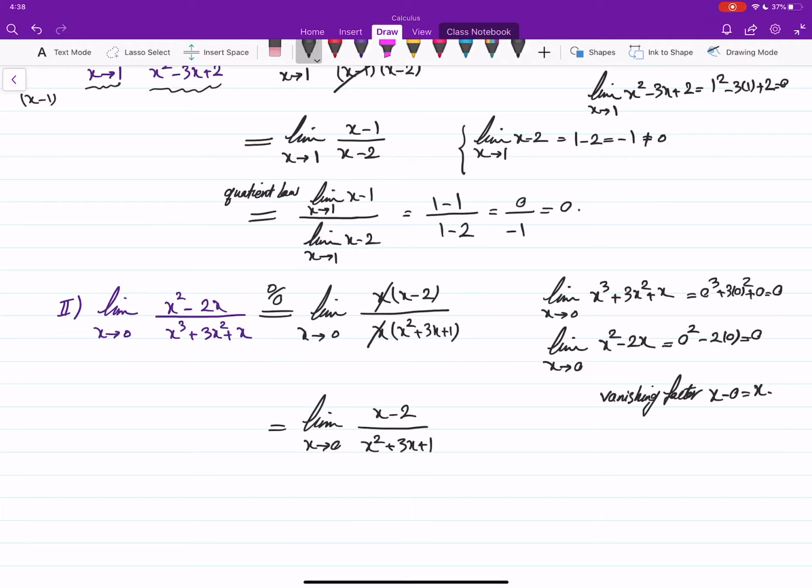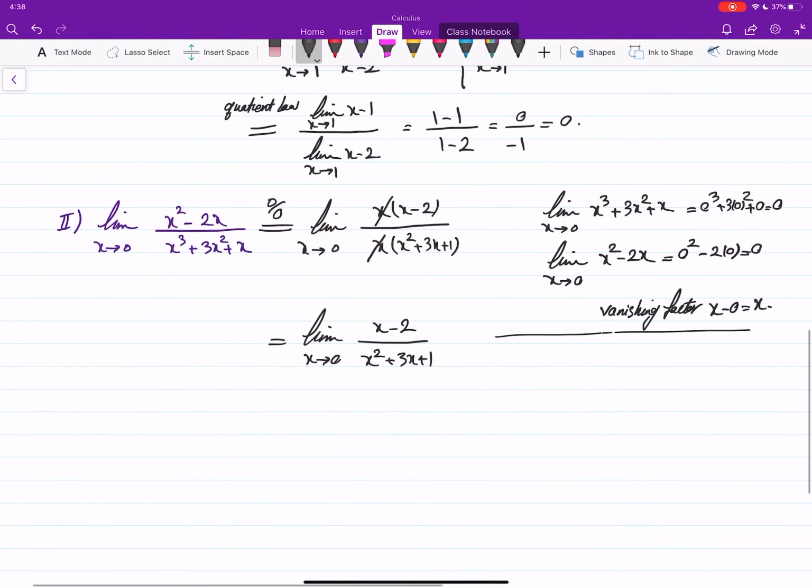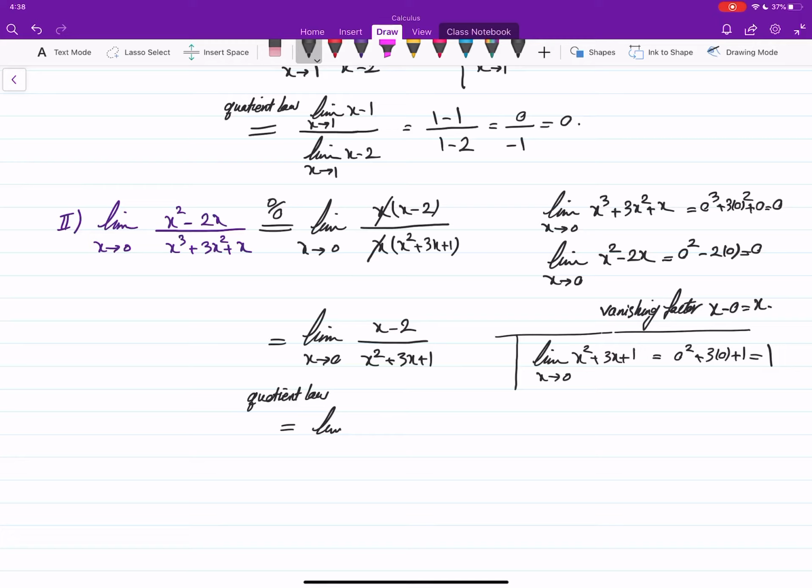Now this is again another quotient function. What do we have to do? We have to check if the limit of the denominator is 0 or not. If it is non-zero, we can use the quotient law, and that would make our life much easier than the other cases. Okay, yes, it is 1, which is non-zero, so we can apply the quotient law, which says that we'll find the limit of the numerator.